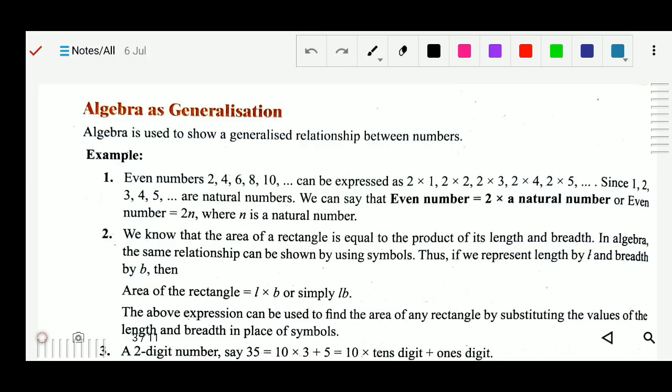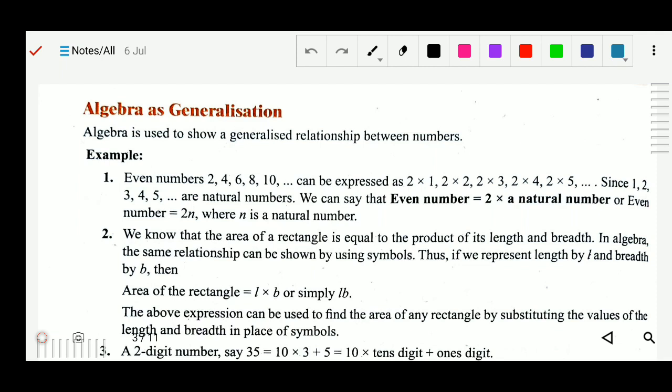Good morning, students. Today we will study algebra as generalization. So, what is the meaning of this generalization? It means to make it simple, to get the meaning of that, what actual pattern, to make it simplify. So, algebra is used to show a generalized relationship between numbers.